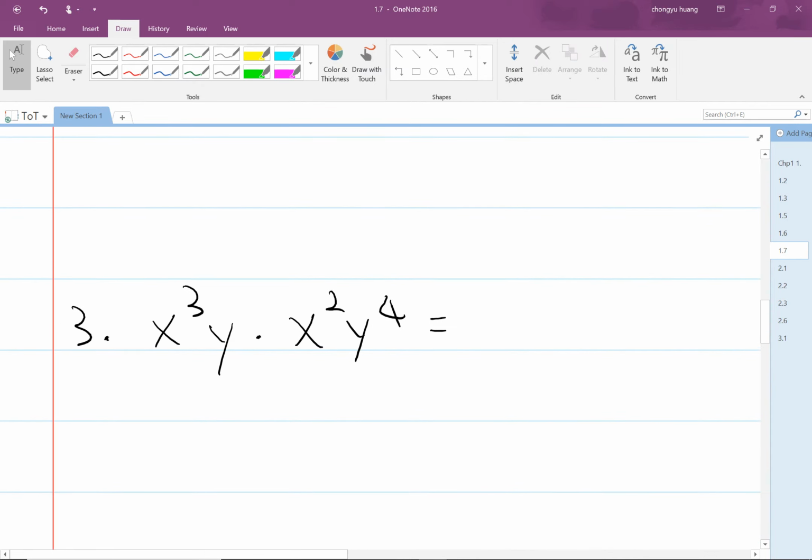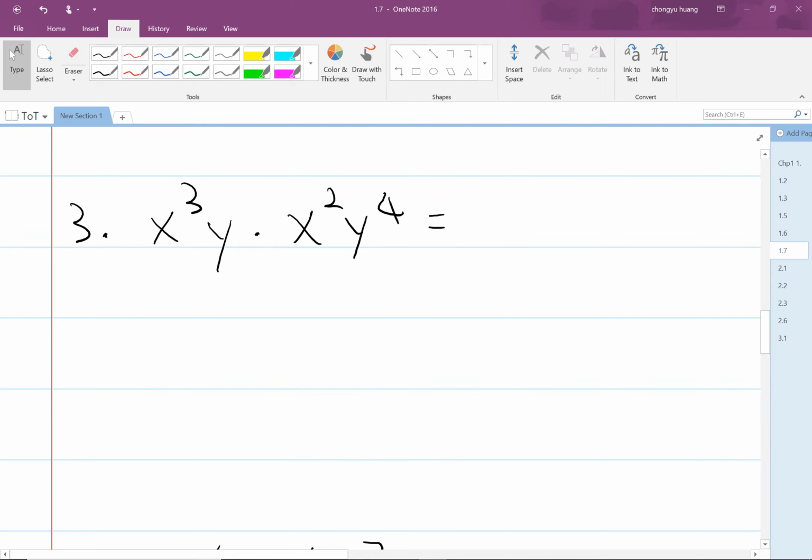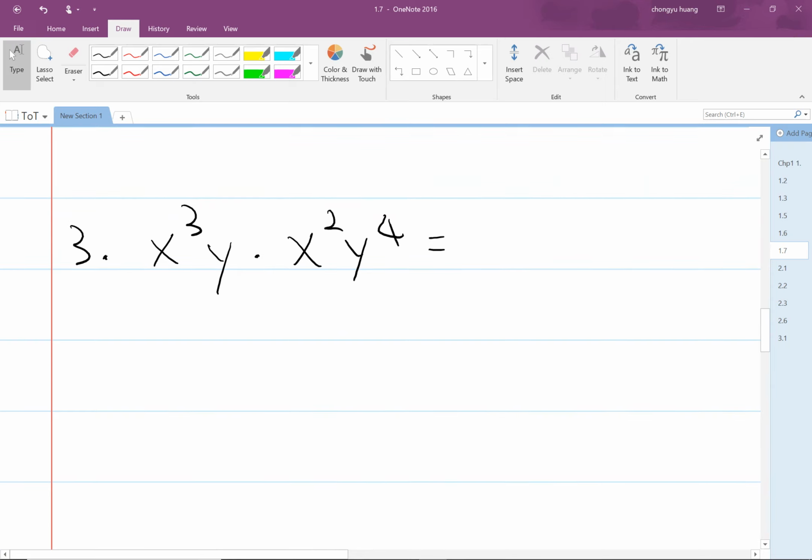Now things get spiced up a little bit, because here we have two variables. We have x to the power 3 and x to the power 2, which are multiplied, and then we have y to the power 1 and y to the power 4. You have to do them separately. So x to the power 3 multiplied by x to the power 2 is going to be x to the power 3 plus 2.